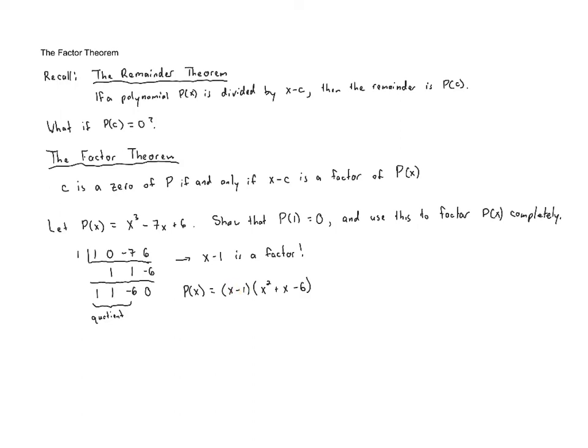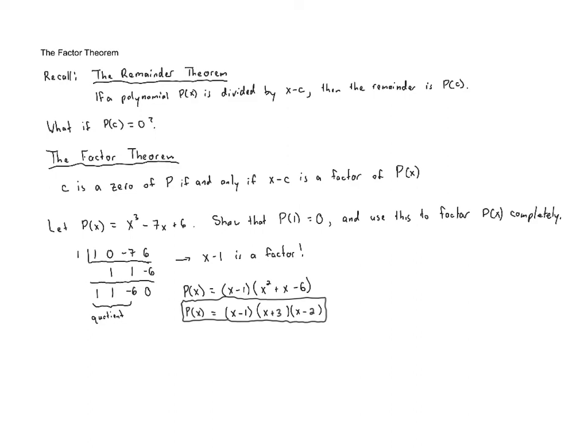Now that we've factored out an x minus 1, if we look at the rest of the leftovers, we can use unfoiling to factor out that trinomial. So we need two numbers that have a product of negative 6 and a sum of positive 1. Those are going to be positive 3 and negative 2. And so by using the factor theorem and synthetic division, we were able to factor a third-degree polynomial that we would not otherwise have been able to factor. This is one of the important uses of the factor theorem along with the remainder theorem.